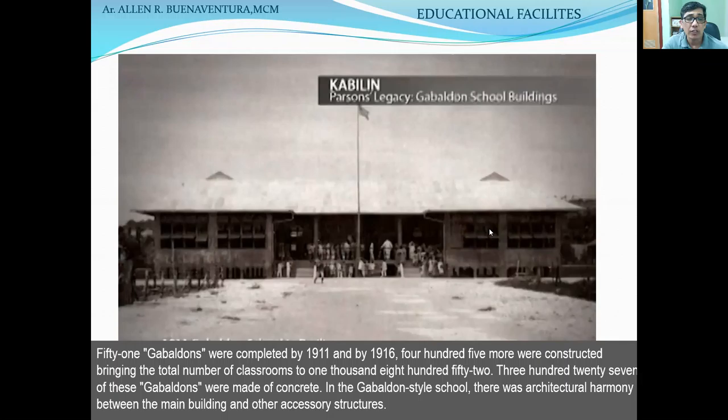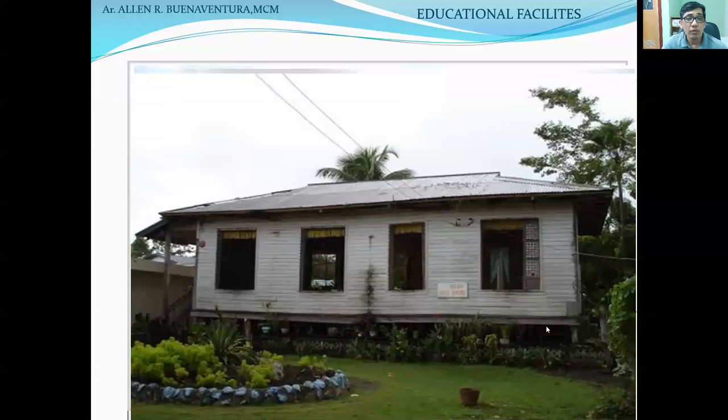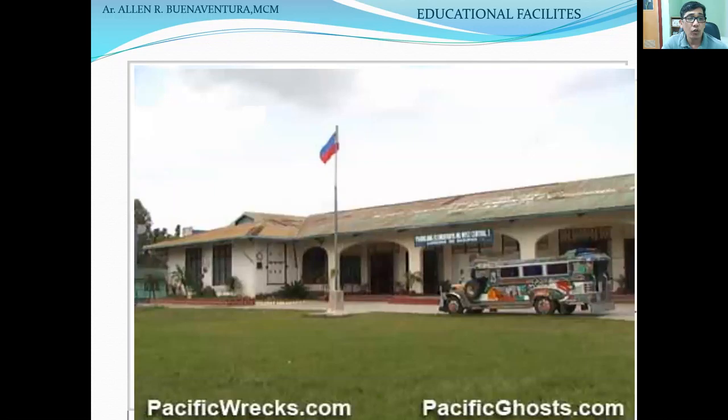This is a Gabaldon school, showing the stilts. And this is the wooden siding, and this is the wooden floor. There are other classrooms that have wooden floors, and some have concrete floors. So this is a concrete floor Gabaldon school. You see, the upper part is made of a mix of wood and concrete. So these are the arches for the Gabaldon school.